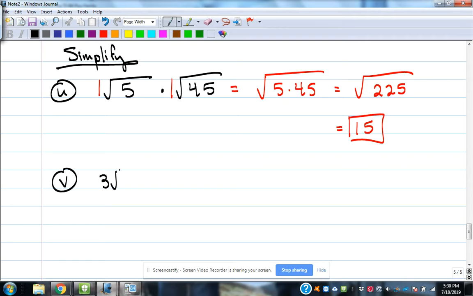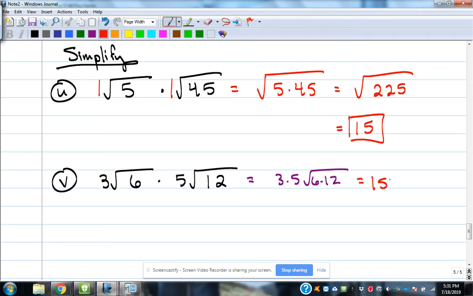Maybe we got this 3 radical 6 times 5 radical 12. Okay. So there's one I know that doesn't have a nice square root. I know it's going to work out. So rules are outside times outside, inside times inside. So we have 3 times 5 on the outside, 6 times 12 on the inside. That's what we're doing with that problem. We're going to get those numbers.